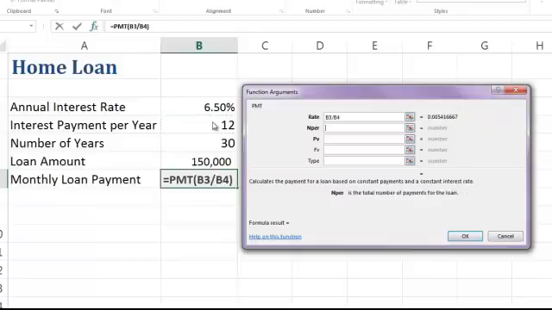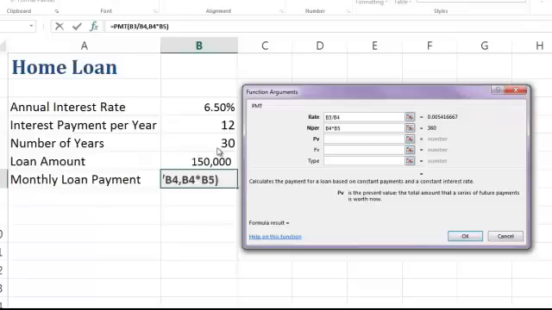The next argument is the N per argument, or the number of periods or number of payments for the total life of the loan. So if we're making 12 payments a year out of B4 and we're doing that for 30 years, we'll just multiply those two cells together. Whenever you have a cell for a value, make sure you're using that cell versus typing the value into the argument directly. If you don't have a cell for it, then you can just type in the argument directly.